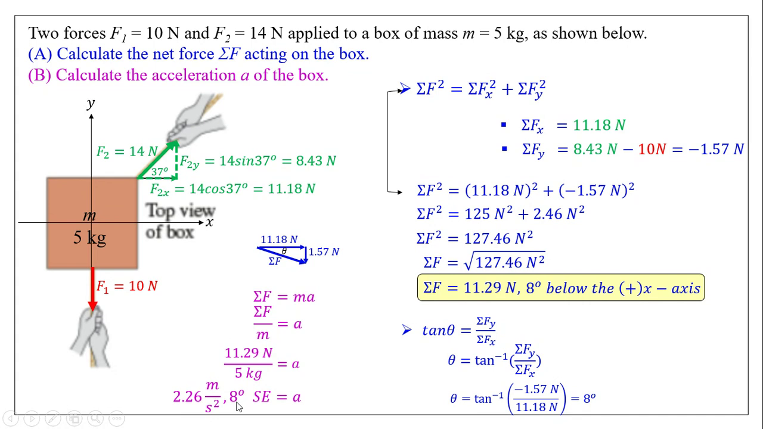But you notice here, I also include the direction because it didn't use the word magnitude. So the proper way to express your final answer is 2.26 meters per second squared, 8 degrees southeast or 8 degrees below the positive x-axis. The angle here, or the direction, must be the same as the direction for the net force because net force and acceleration are in the same direction. So if you're pushing right, a has to be right. If you're pushing left, a has to be left. In this case, if you're pushing in a diagonal, a has to be in the same line of motion or direction, okay? So net force and acceleration will always share the same direction.